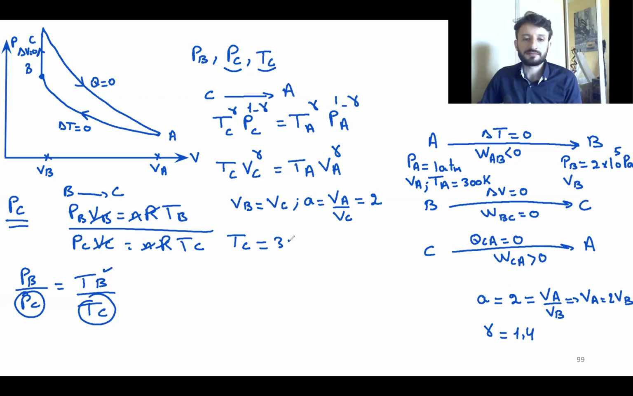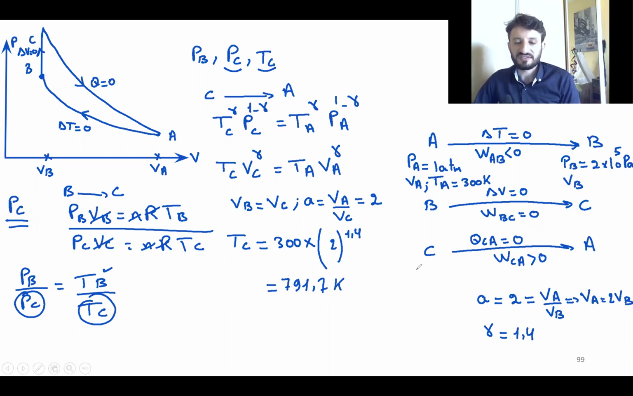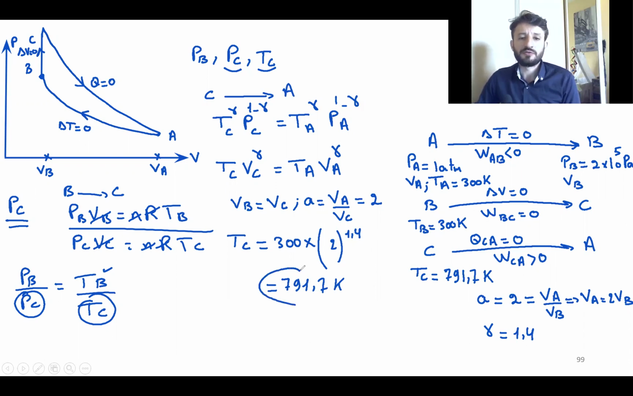TC equals TA times VA divided by VC, which is 2 power gamma. Gamma equals 1.4. We can find TC, so it will be 791.7 Kelvin. This is TC. Each time you finish, you write the answer in the table. 791.7 Kelvin. And you know TB equals TA equals 300. We can write here TB, we have its value.